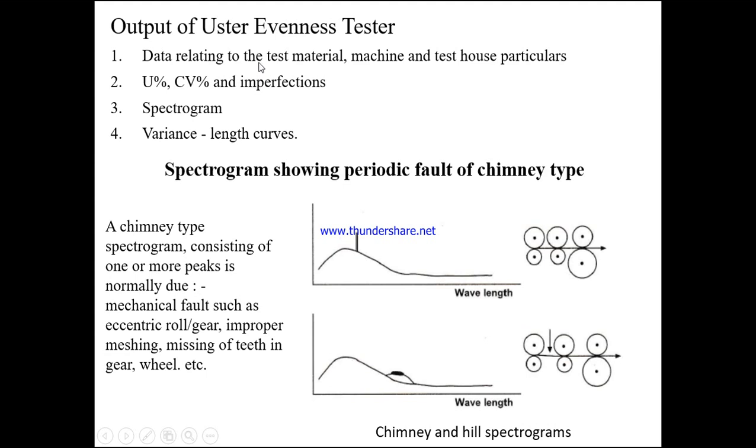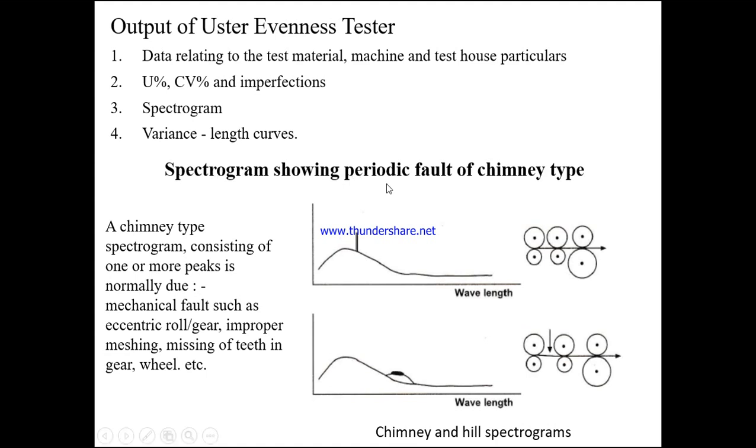So now you need to know how to interpret those graphs, how to predict the U percentage and CV percentage, and how to interpret the spectrogram, whether it is a chimney type, a hump type, or a hill type, which I shall discuss later. Then the variance length curve, how it is obtained, whether the curve is smooth or there are ups and downs in it, that we also need to interpret.